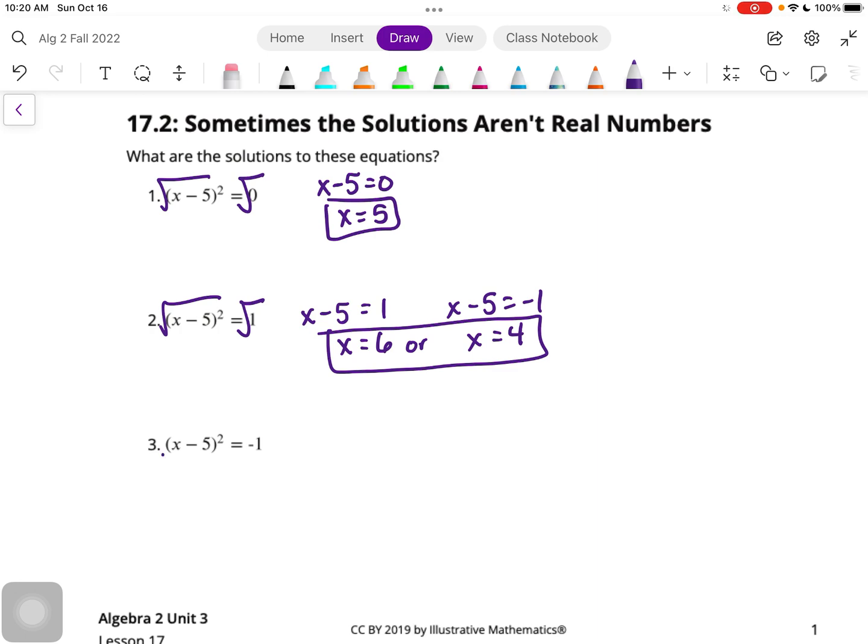All right, and then we're going to do the same thing here. Take the square root of both sides. So x minus 5 equals positive i, and x minus 5 equals negative i, because remember the square root of negative 1 is i. And then you're going to add 5 to both sides, so we have x equals 5 plus i, and then we have x equals 5 minus i.